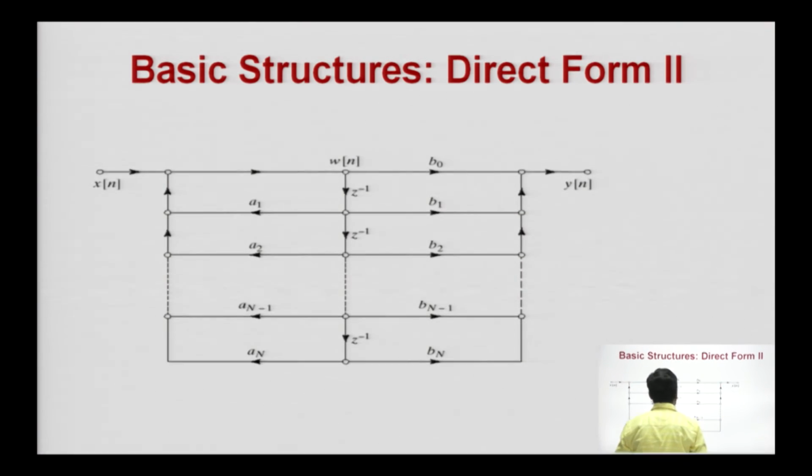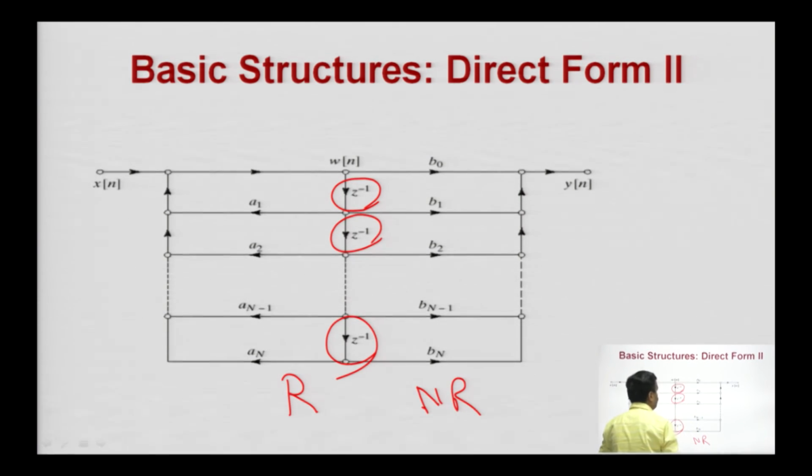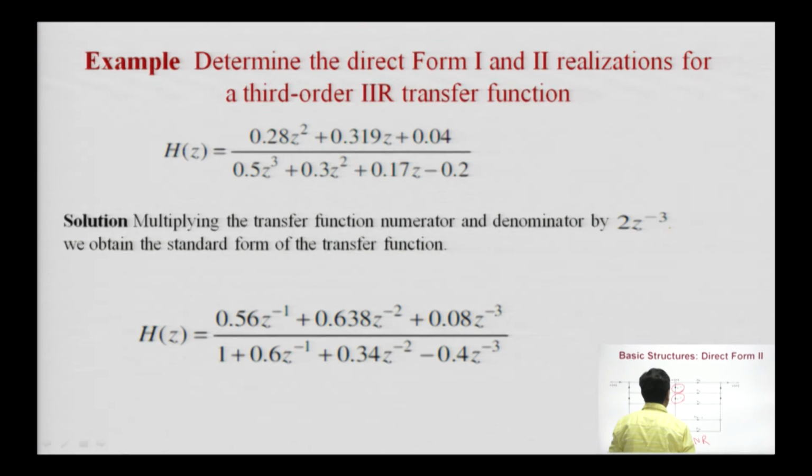Now, this is your direct form 2. Here it is possible, because the delay elements are adjacent and you can combine them into one, which you have done here. So, it will be a canonic structure, because this is your recursive part and this is your non-recursive part. Okay. So, this is your direct form 2.